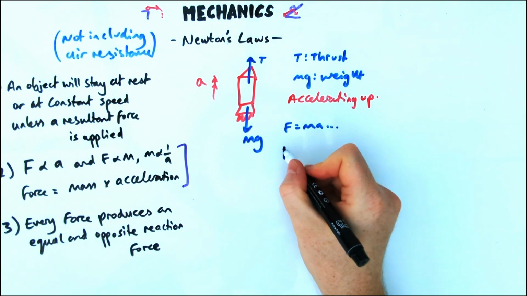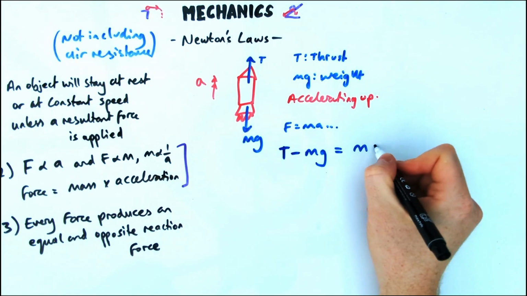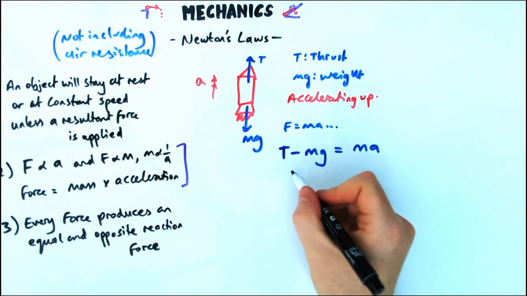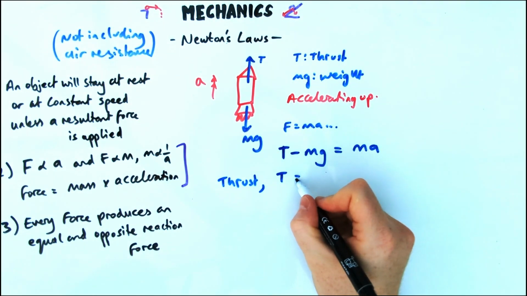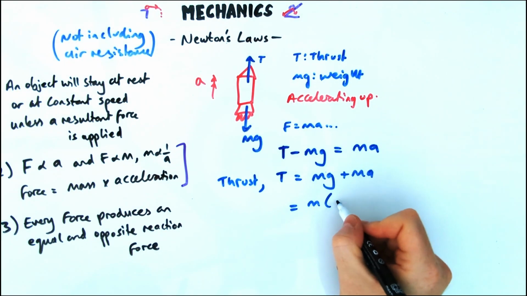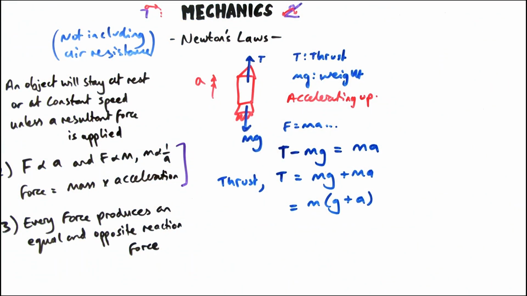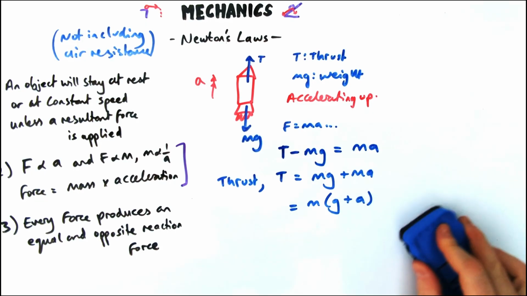So therefore, if we put this into the format of F equals ma, we've got T minus mg equals ma, because T is pointing upwards, in the same direction it's accelerating. Rearranging that for T, if I wanted to find thrust, T equals mg plus ma, or factorising it, we get m brackets g plus a.